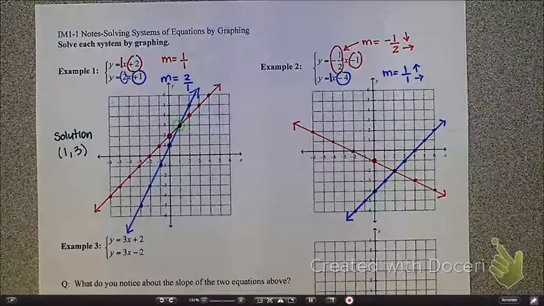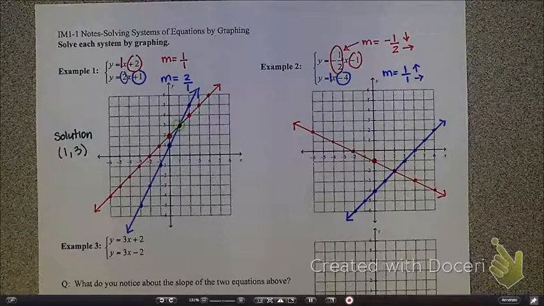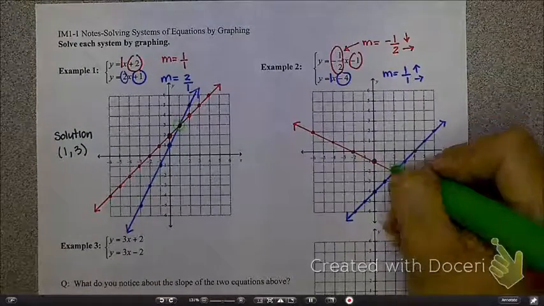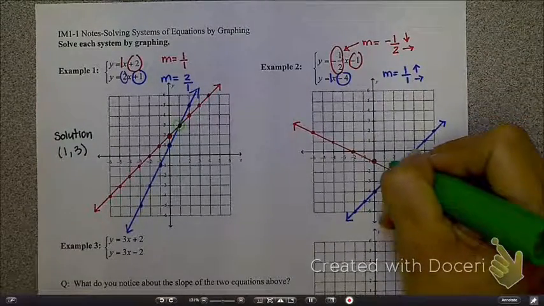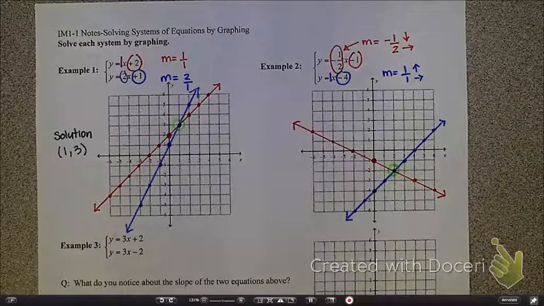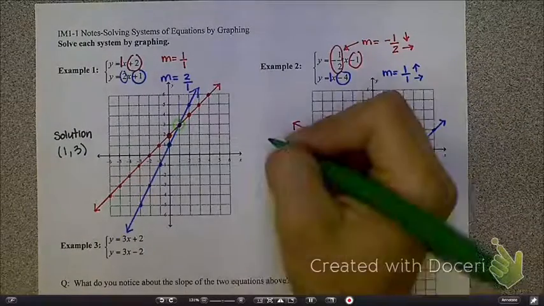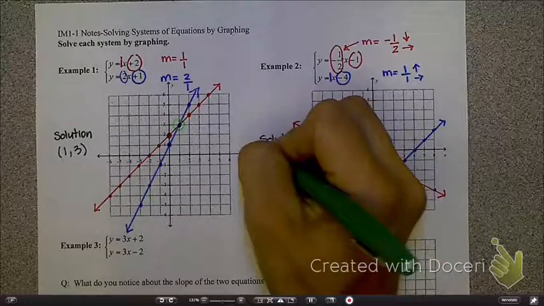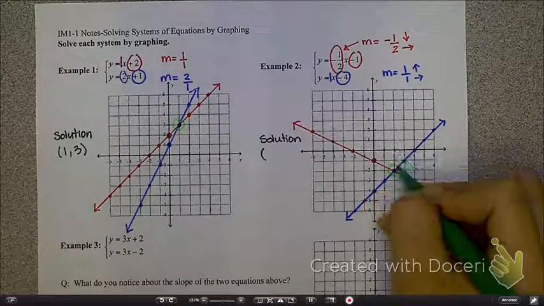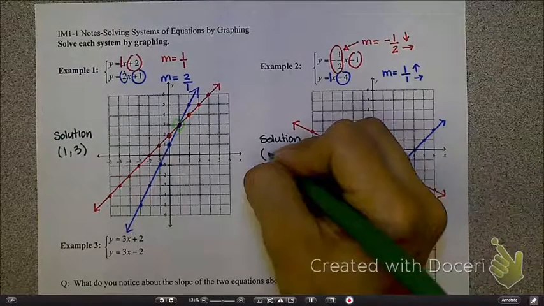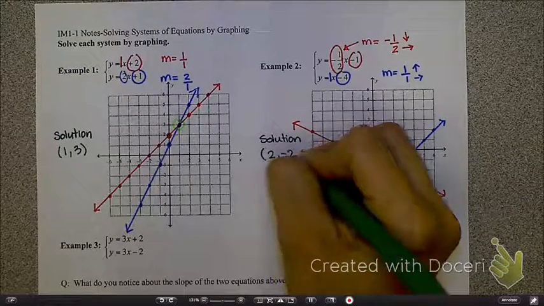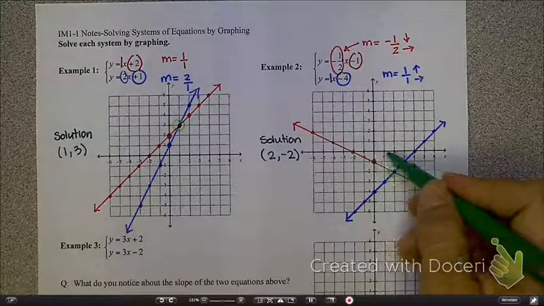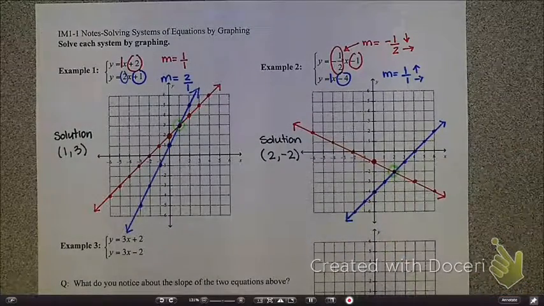Okay, so hopefully you guys got that. Now, let's take a look at your point of intersection. Here it is. So what did you guys write down for your point of intersection? What was your solution? Okay, well, hopefully what you guys wrote down was (2, -2). +2 is the x value, and -2 was the y value. So that would be your solution.